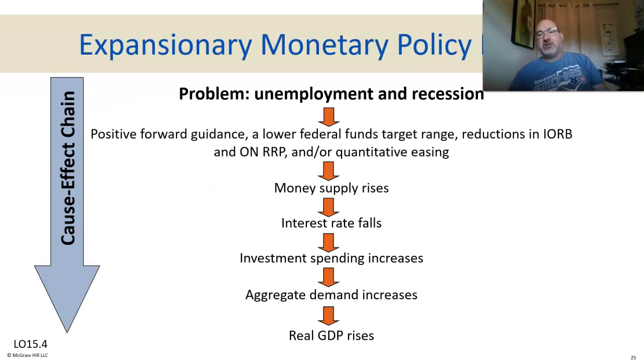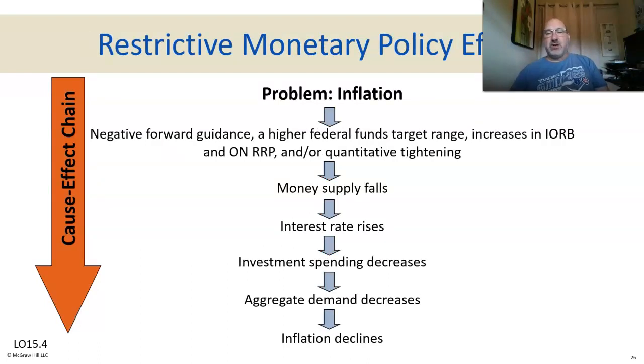So expansionary monetary policy effects. Problem is unemployment and recession. Positive forward guidance, lower federal funds target rate, reductions on interest on reserve balances, and reverse repos, and or quantitative easing. Money supply goes up, interest rates fall, investment spending increases, aggregate demand increases, real GDP goes up. That's the goal, right?